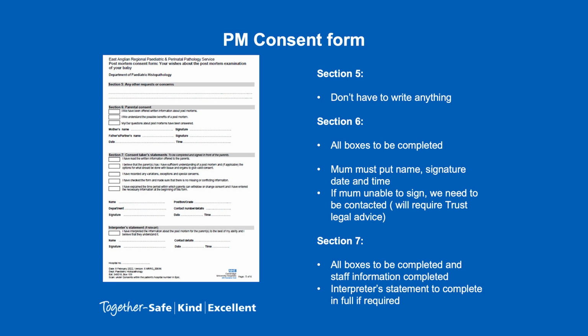In section 7, yes, this should be recorded in each of those 5 boxes. That's confirming that everything has been explained to mum and dad by the consent taker and everything has been fully understood. The consent taker should then put their full details in section 7, including contact number, signing date and time. If an interpreter is used, this section must be completed with the person that was used's full details so that we can get hold of them if there are any issues with the consent form.